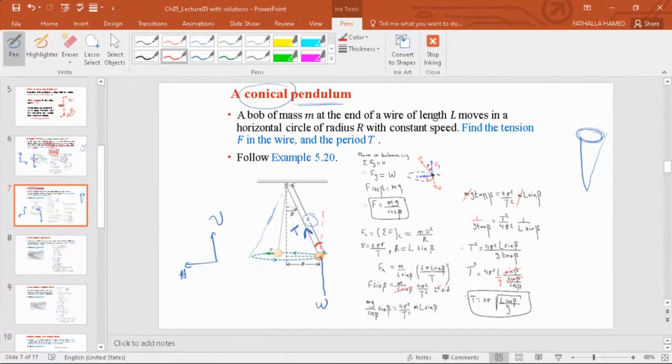Now this angle here is beta, simple geometry, and you all know that. This angle here is going to also equal beta. So your tension here makes an angle beta with the vertical. So if you take components, this will have one component going this way, which will be T cosine beta, and it will have a component going that way, which will be T sine beta.